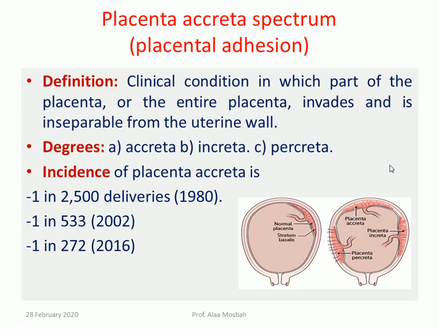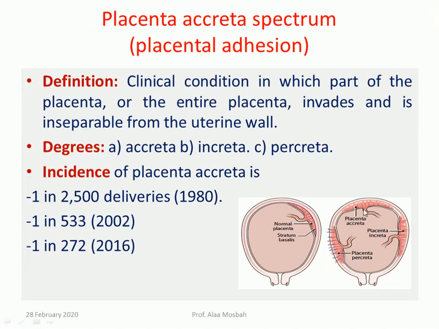The incidence of placenta accreta is increasing with years. For example, it was 1 in 2,500 deliveries in 1980. Then, in 2002, it became 1 in 533. While in 2016, it is 1 in 272.